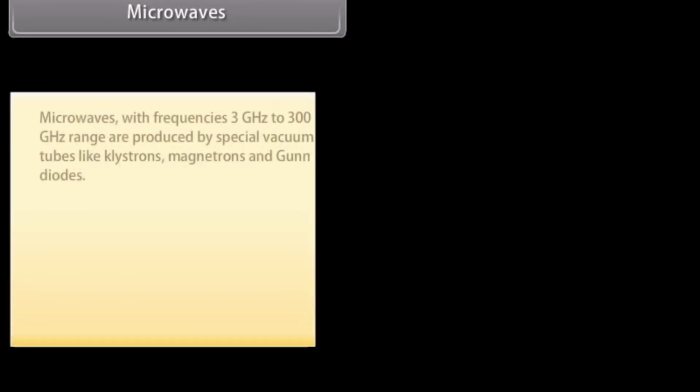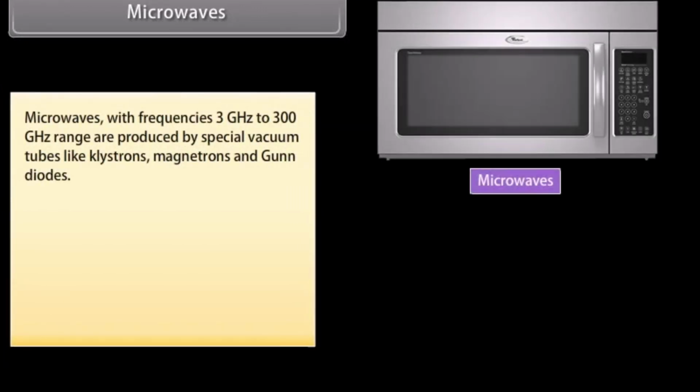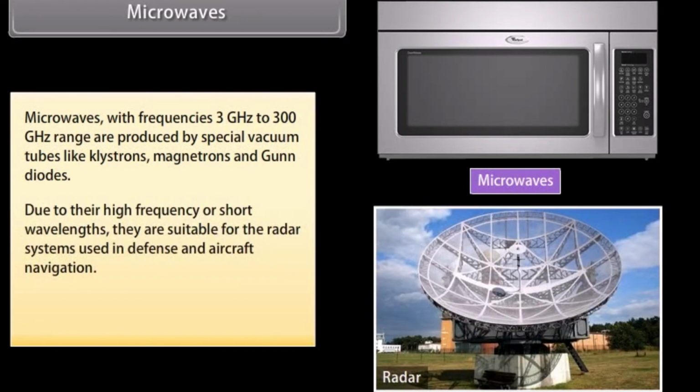Microwaves. Microwaves with frequencies 3 GHz to 300 GHz range are produced by special vacuum tubes like klystrons, magnetrons, and gun diodes. Due to their high frequency or short wavelengths, they are suitable for the radar systems used in defense and aircraft navigation. Microwave ovens are domestic application of microwaves.